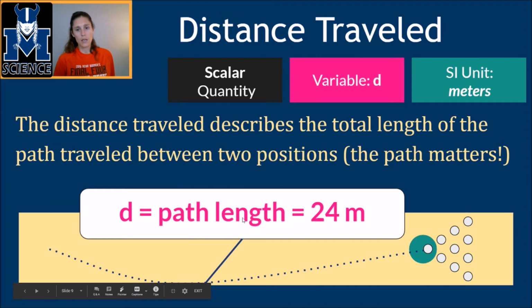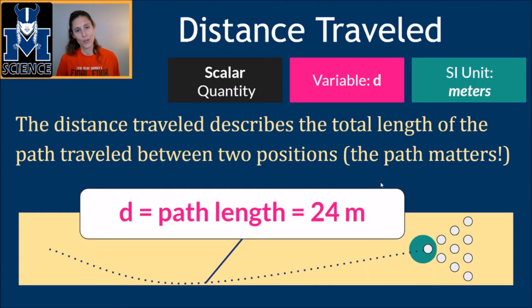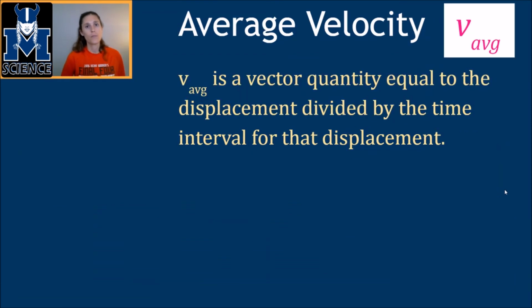So in this case, let's say 24 meters was the actual path length that the ball took. So the distance traveled, we would say, was 24 meters. Notice we don't put a positive sign, because distance traveled is always going to be positive. So the path matters here. That path that it took mattered, and the total path length is our distance traveled.